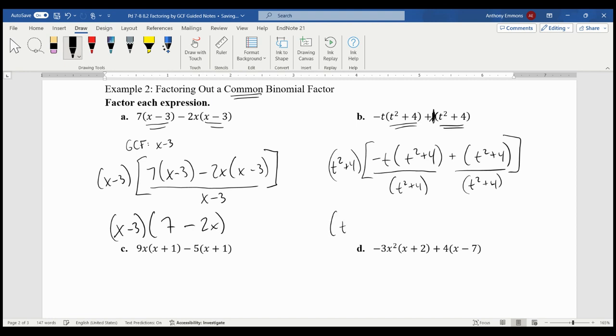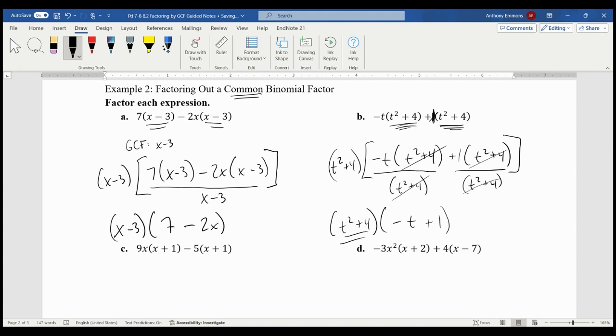When we do that, we'll get t squared plus 4 out in front and do this division. T squared plus 4 reduces with t squared plus 4. I just have a negative t. And now here, if we say it a different way, t squared plus 4 divided by t squared plus 4 is 1. So we get plus 1. All right, it's not nothing, it's 1. Anything divided by itself is just 1. So this is our final answer, t squared plus 4. That common binomial is just right there, factored out, and what remains is a negative t plus 1 after we do that division.